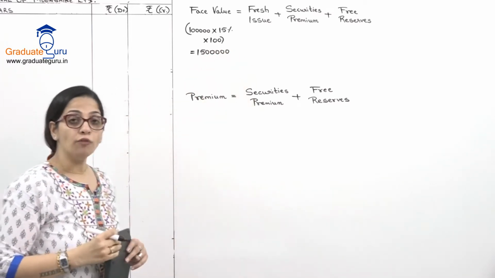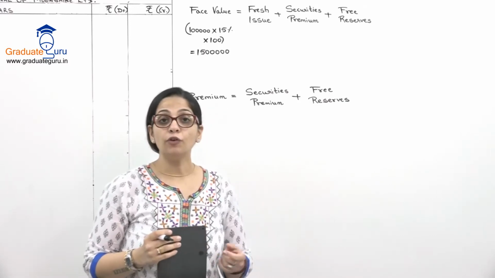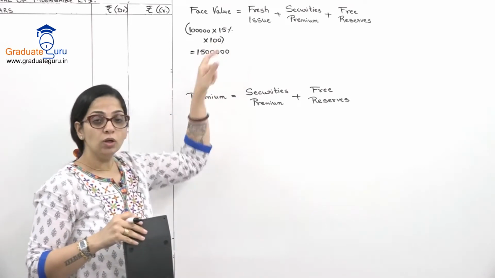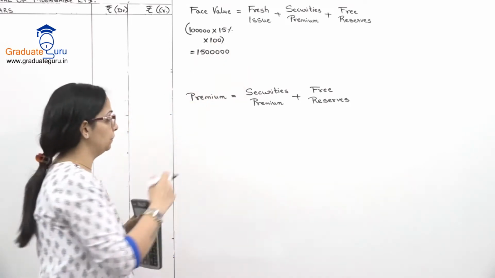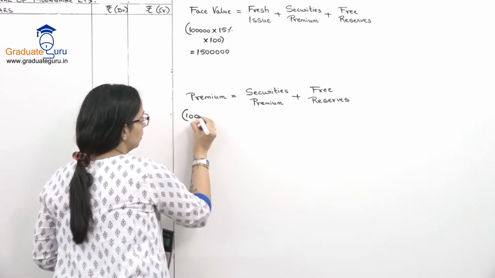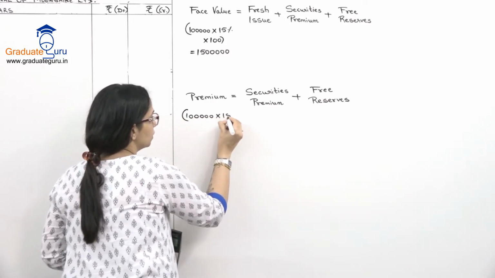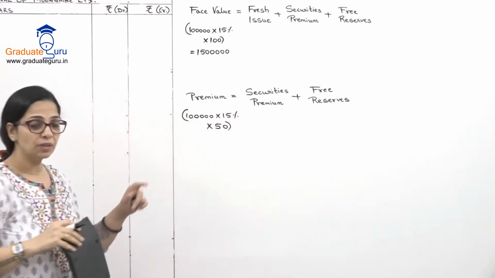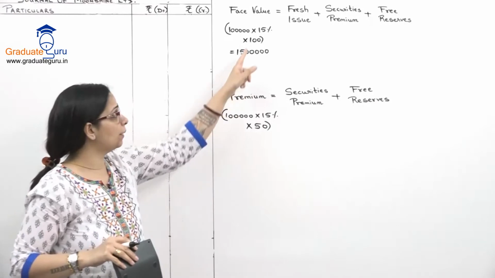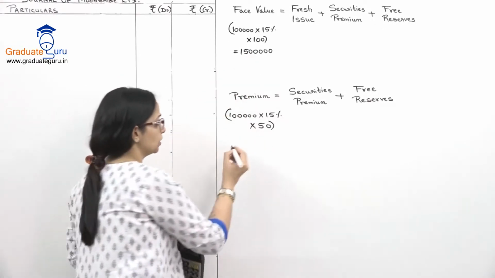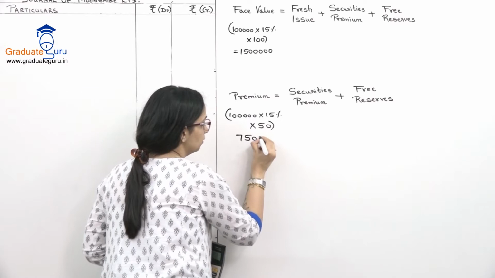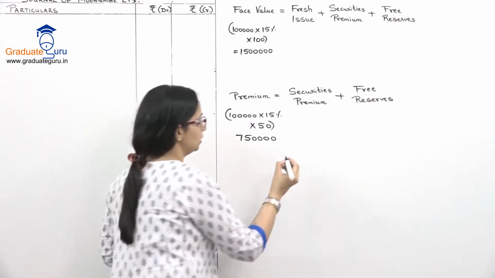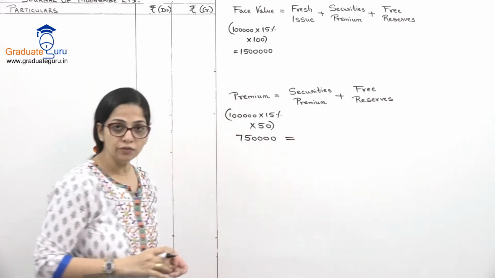Okay? What offer price has been given? 150. 150 is the offer price. 100 is the face value. So obviously the premium is 50. So same calculation, but this time with 50. So 1 lakh into 15% into 50. It will exactly be half of this. Obviously here it is 100, here it is half of that. So 7,50,000 will be my premium. Okay? Now let's start using our reserves.